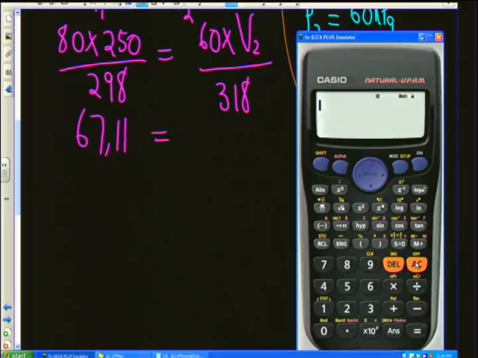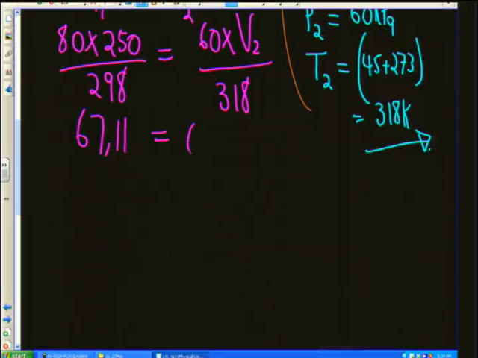And then this side, I've got 60 divided by 318. What do I get? I get 0,189.